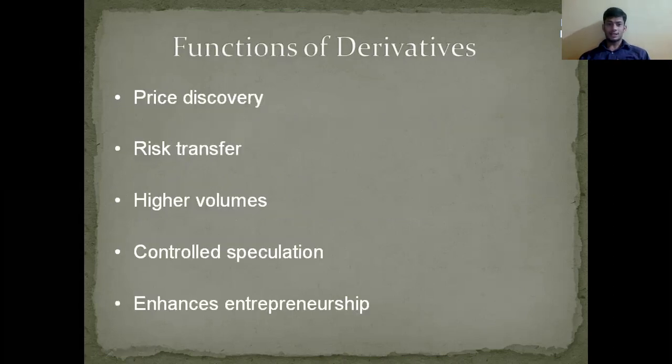Functions of derivatives. First, price discovery. In derivative markets like the National Stock Exchange, Bombay Stock Exchange and other stock and commodity exchanges, the main thing is that the price is discoverable because goods are sold at a similar rate to everyone. Then risk transfer. If the price is discovered, then you know your buying capability and transfer the risk. Then high volume: the rates are done, the work is done, so the volume and profitability are high.